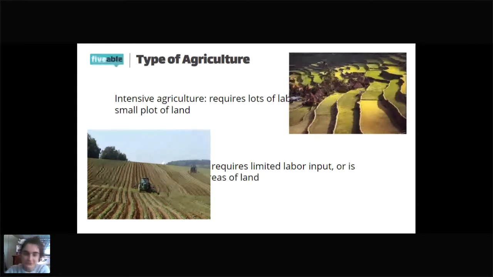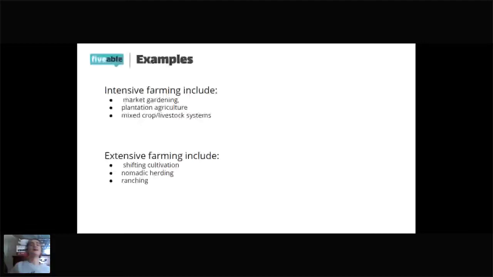So here are some examples of intensive and extensive farming. Some examples of intensive farming are market gardening. Market gardening would be small fields where fresh vegetables, fruits, and flowers are grown, but the purpose of it is to sell fresh produce to local grocery stores and markets, right? So that would be intensive farming because they're not really cultivating that much fruit.